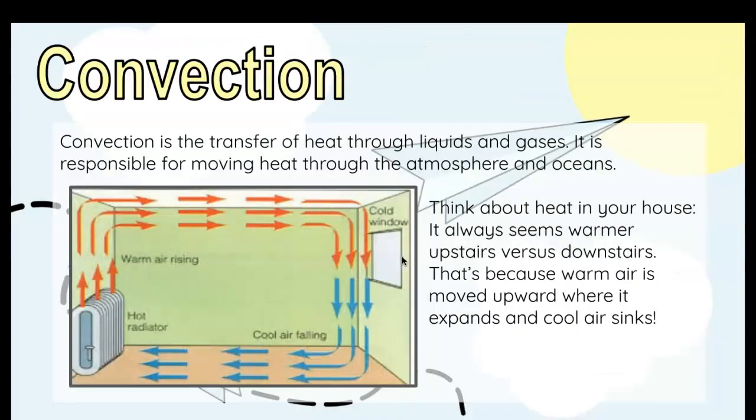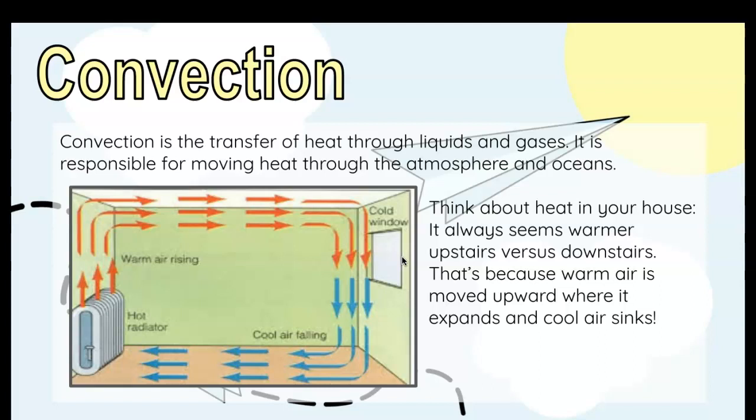When we talk about heat and wind, the main thing we talk about as far as the source of what creates wind is convection. Convection is defined as the transfer of heat through liquids and gases. Our atmosphere is essentially made up of liquids and gases, so convection is what's responsible for heating the atmosphere and the oceans. From the heat rising and cooling and falling, that whole process is called convection.